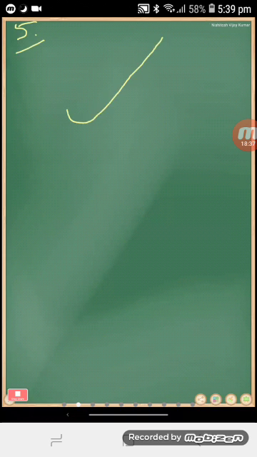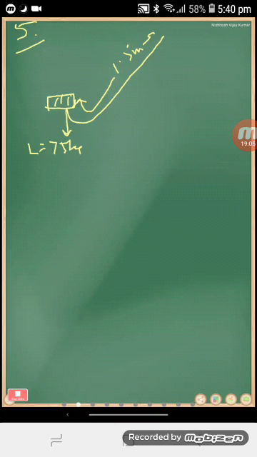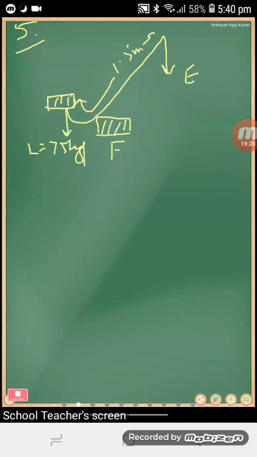Let this be a crowbar whose length is 1.5 meter. To raise a load of 75 kgf, so here we are placing a load L equal to 75 kgf. Here we will have a fulcrum below the bar at a distance of 1 meter from his hand. The hand is what is used to apply the effort. So the fulcrum is placed at a distance of 1 meter, from this point to this point.